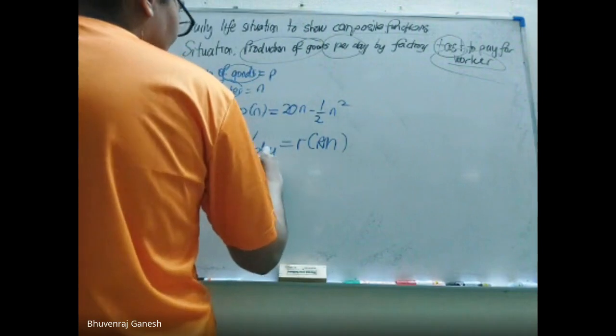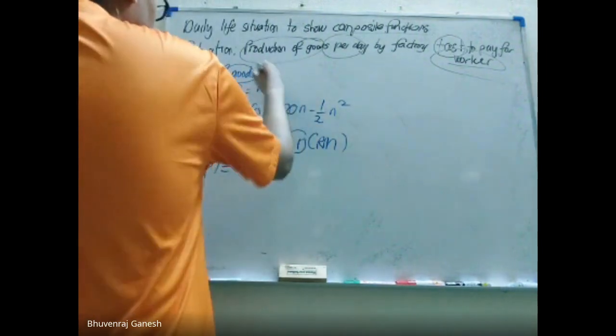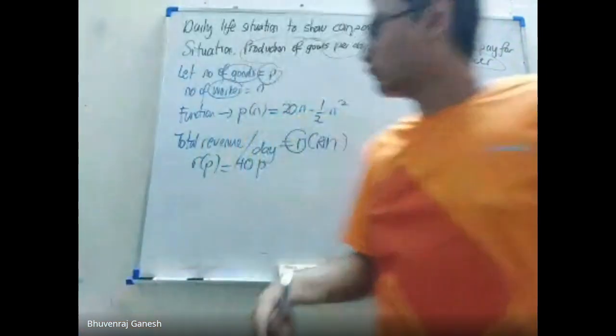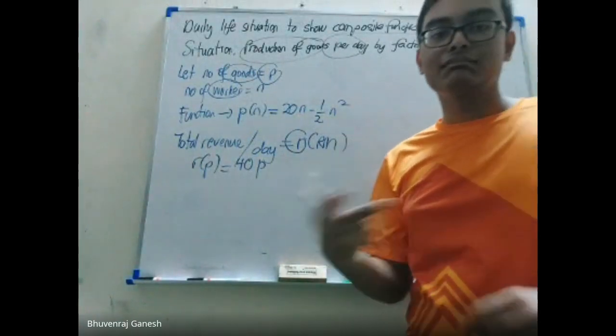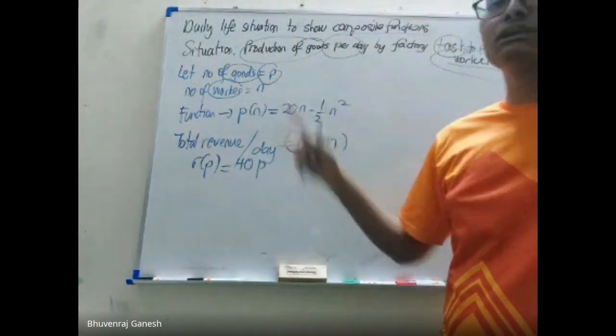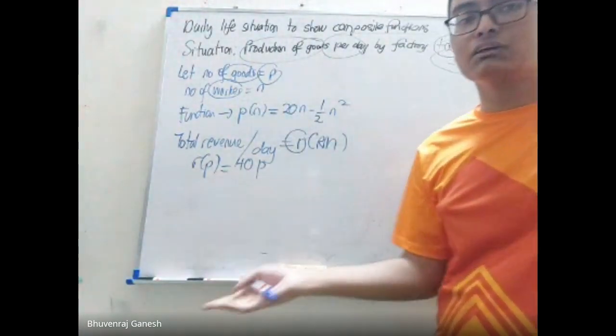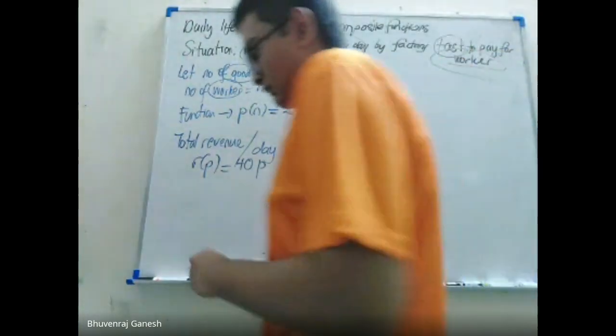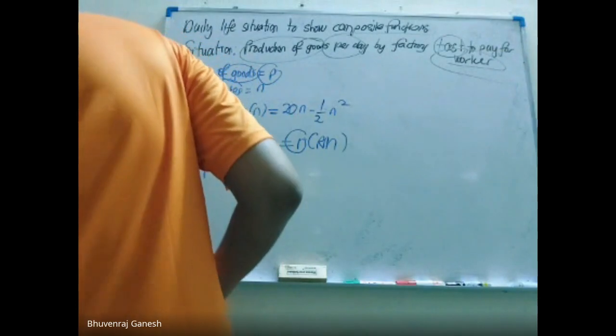So why do I relate R and P here? Revenue and goods. Because from goods only you can get the revenue. You don't get the revenue without the goods. So that's why your goods becomes your object and revenue is your result, which is the image. So this is how it works.